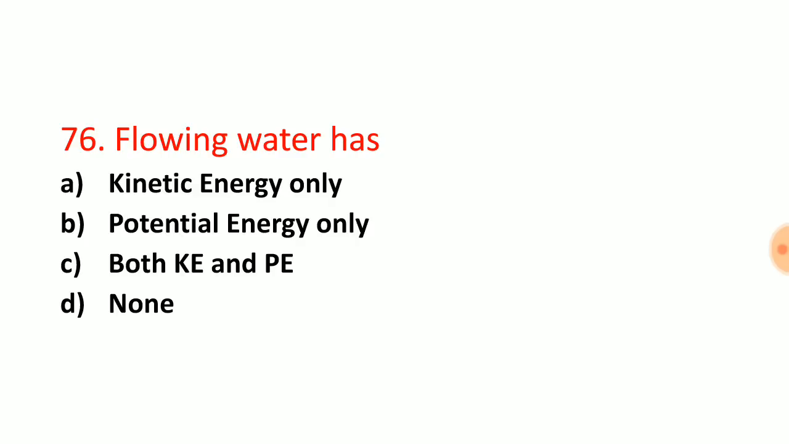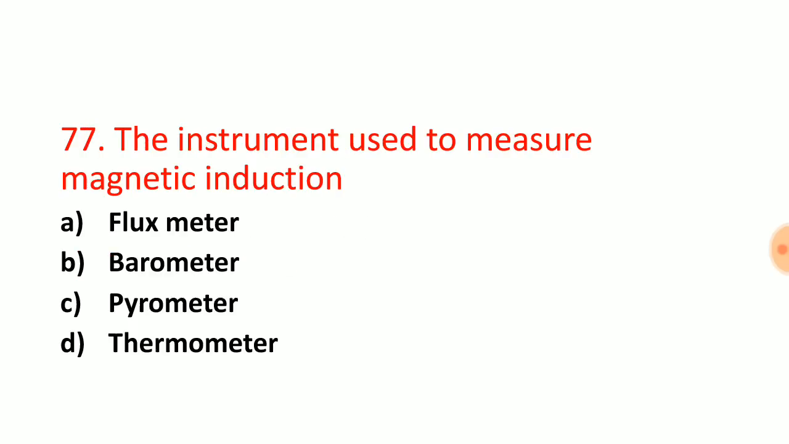Normally kinetic energy is more than potential energy, but potential energy also exists because of some height, some level of the river. So in flowing water, in a river or any surface, it has both kinetic and potential energy. So option C is the correct answer. Question number 77. The instrument used to measure magnetic induction is the flux meter. Flux meter. Answer choice A is the correct answer.